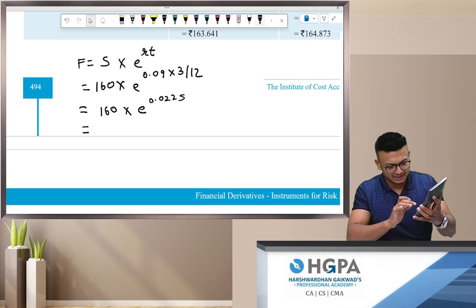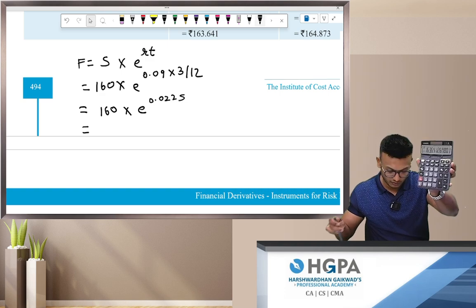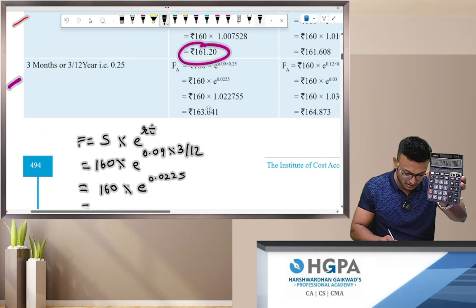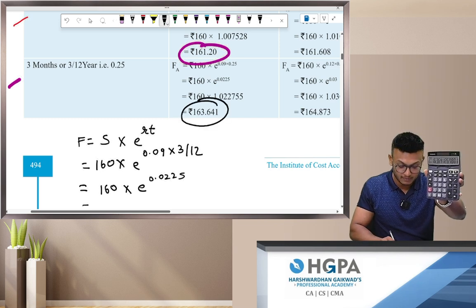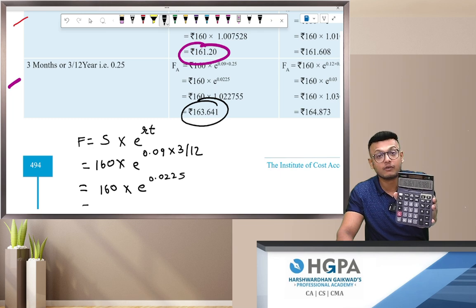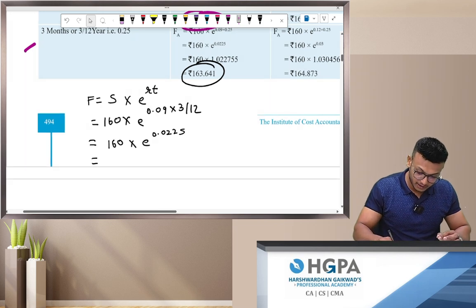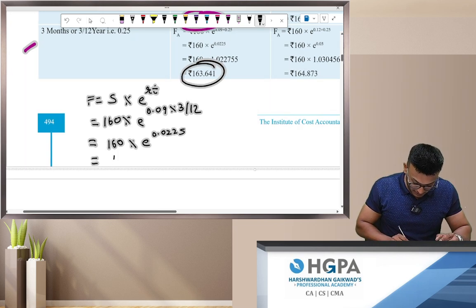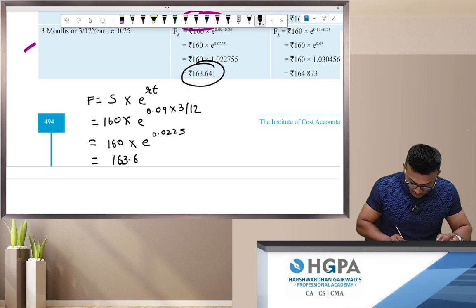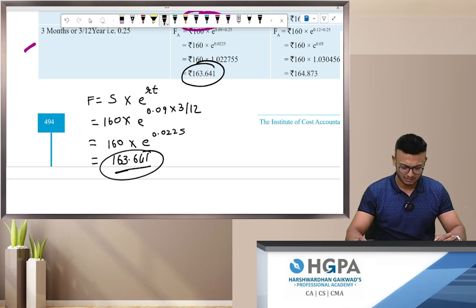I'll multiply it by 160. The answer should come to 163.64, which should match with your answer. Is it matching for everyone? Everybody getting this? 163.641. If you are getting this, you should be proud that you are able to complete the theoretical market price, which is completely the same. Now I hope you are comfortable in this. We'll solve one more like this.